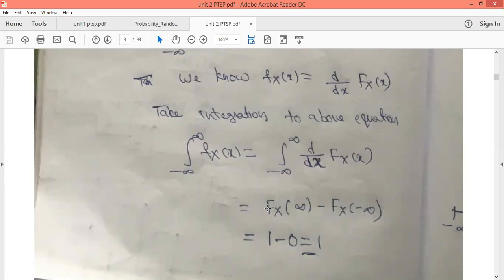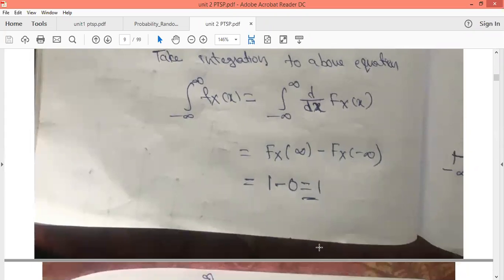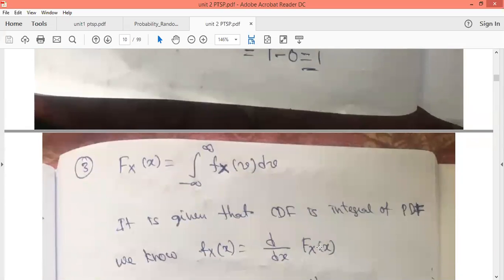So from the properties of distribution function, we know that FX(infinity) value will be equal to 1, FX(minus infinity) value is 0. So the value you get is 1. So the integral from minus infinity to plus infinity of fX(x) dx value will be always 1. It means that the area under the density function will be always 1.